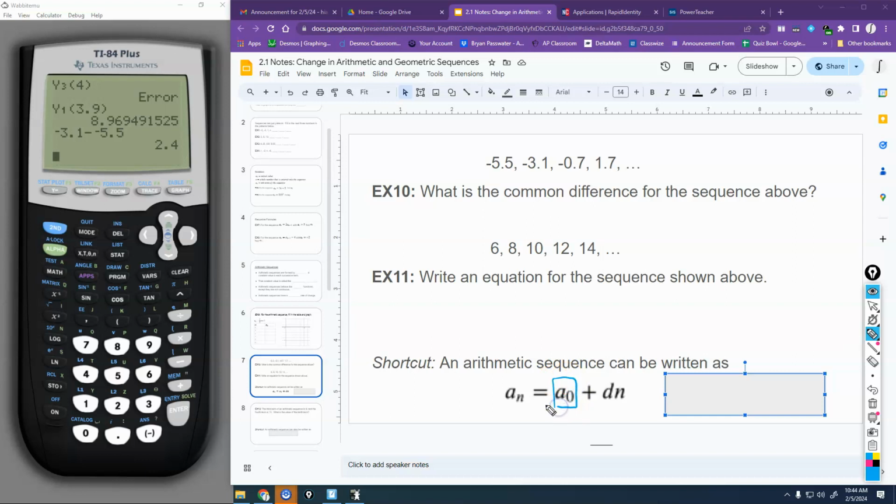A sub 0 is the term that you get when you plug in 0. And 0 is the first number you can plug in for a sequence, right? We can't plug in negatives for a sequence. So this is just your initial value.